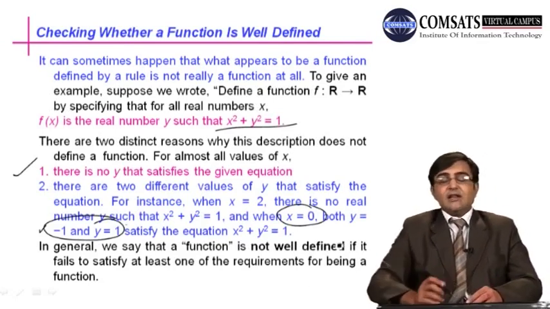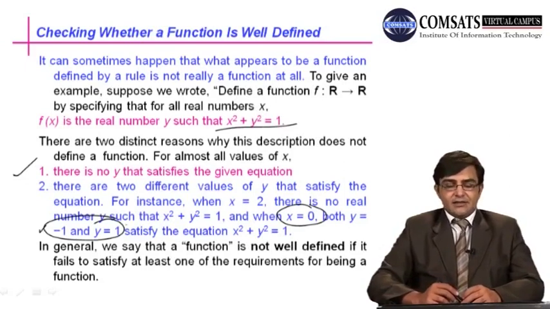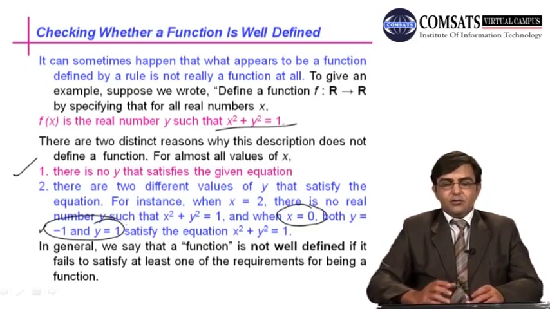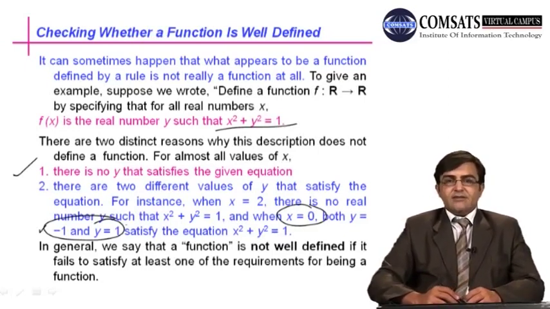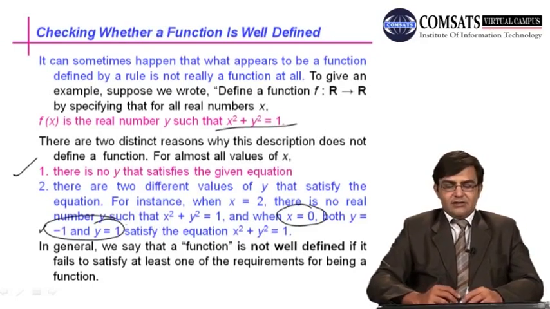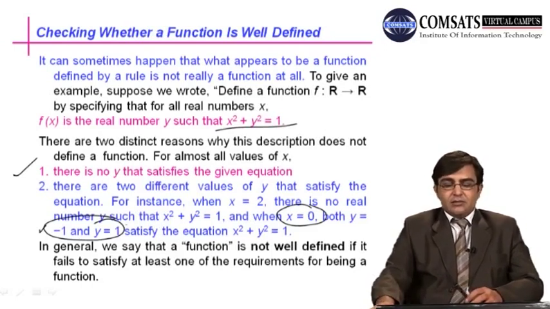Basically this situation doesn't satisfy the second condition of the function, because for one value of x we must have exactly one value of y, and here for one value of x, 0, we have two different values of y, which are -1 and 1. Therefore it doesn't satisfy the second condition of the function. So this function is not well defined.